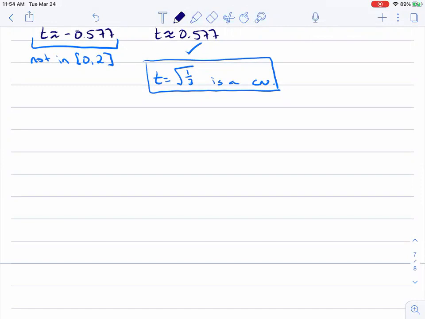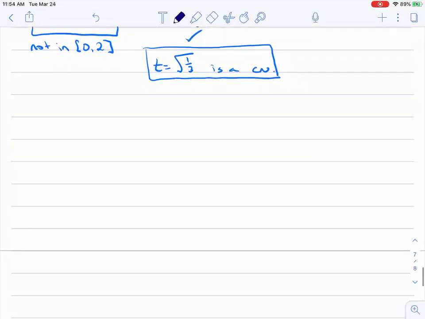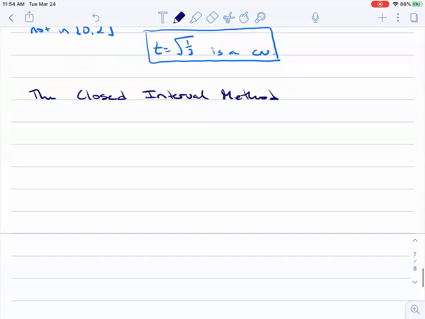we've got a method for finding the absolute max and mins, and we call it the closed interval method. Of course, it only works on closed intervals, but usually that's what we're dealing with anyways. And so the closed interval method for absolute max and min values.